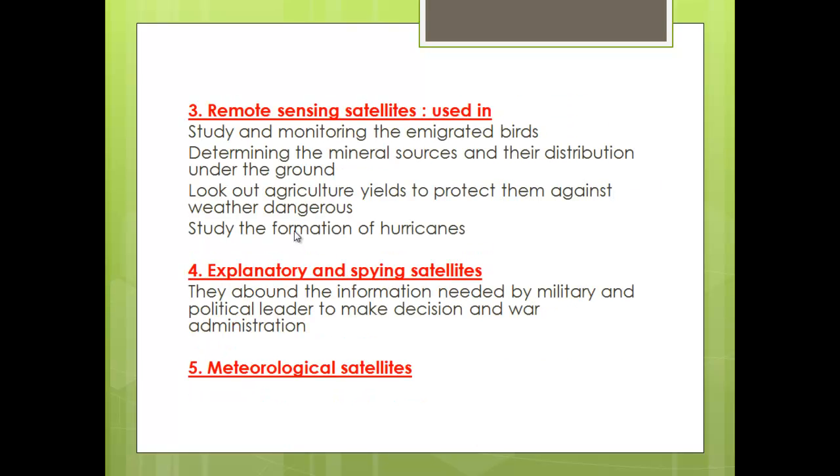Remote sensing satellite, which can study the migration of birds, determine the minerals and their distributions under the ground, look out for agricultural yields, protect them against weather dangers, study the formation of hurricanes. We can see the Earth from up from the satellite. Exploratory and spying satellite, which is used in military service. At last, meteorological satellite, which is used to find the weather forecast, and we see the changes in the climate.